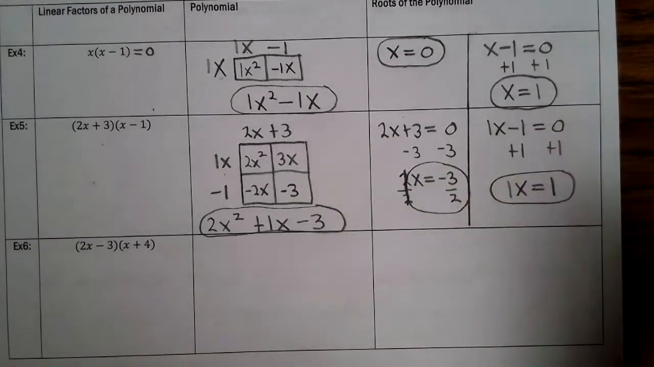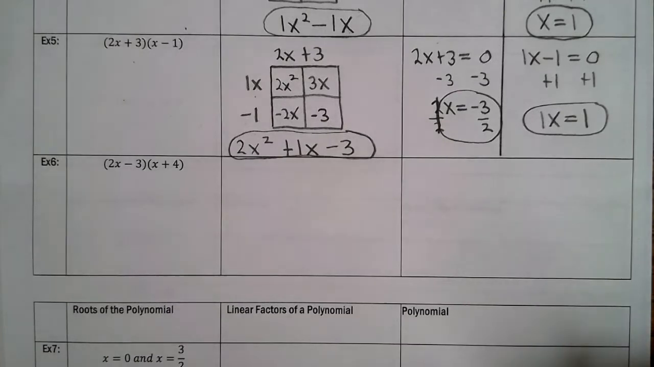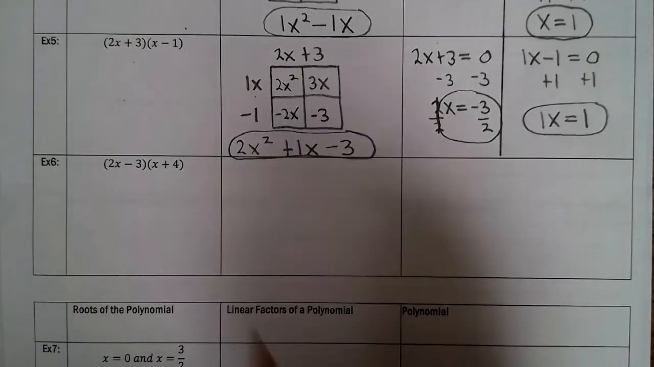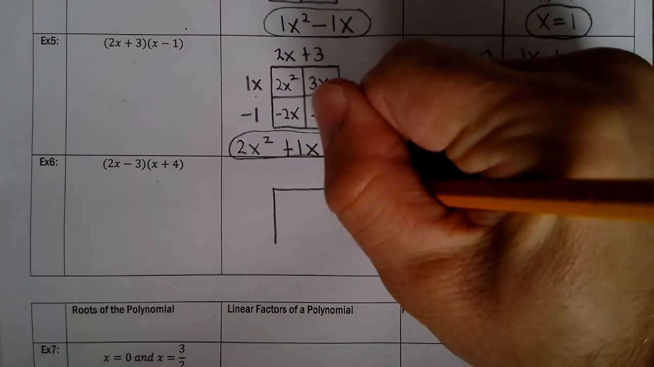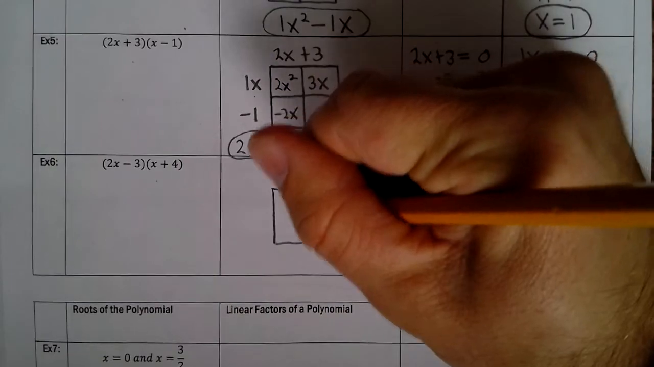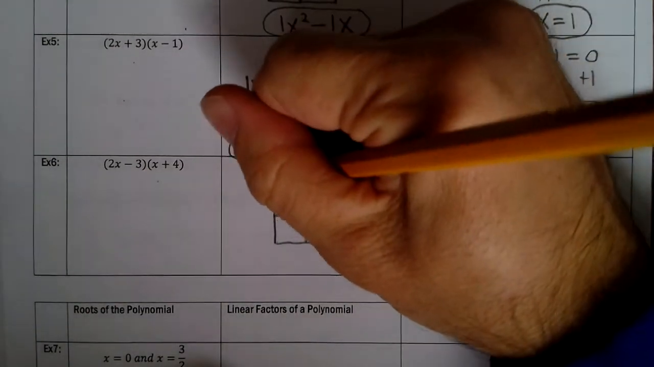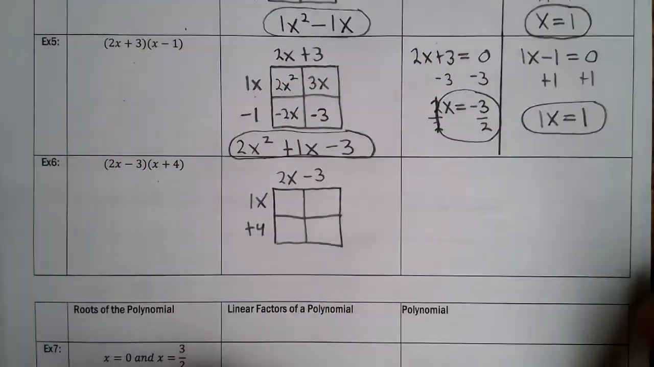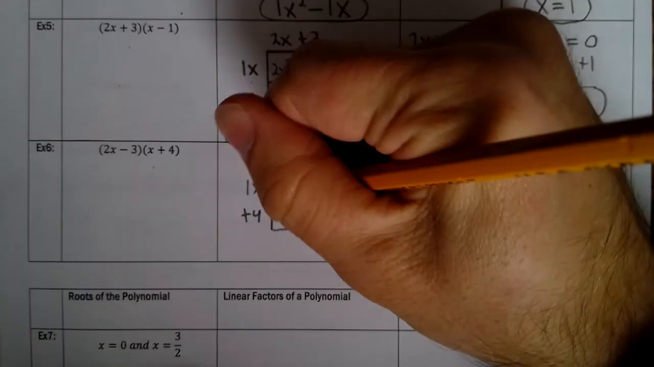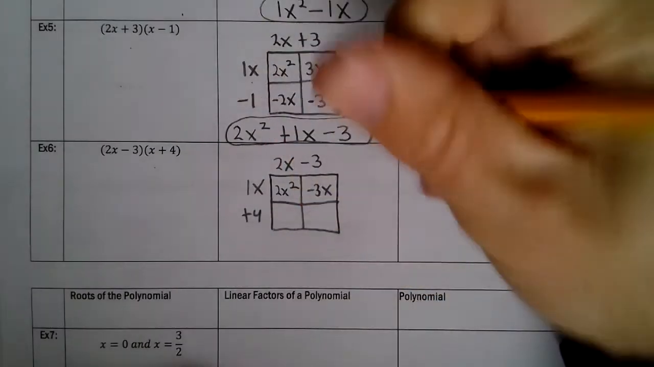All right, example 6. Again, we're given the factors. We want to find the polynomial, so we multiply using the box method. So we know 2x minus 3, 1x plus 4. So 1x times 2x is 2x squared. 1x times negative 3 is negative 3x. 4 times 2 is 8x. And then 4 times negative 3 is negative 12.